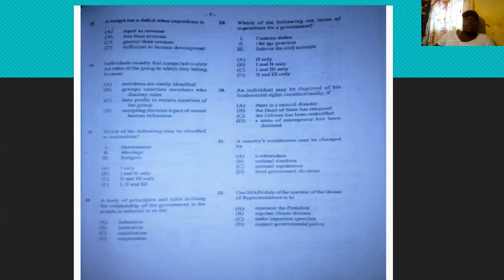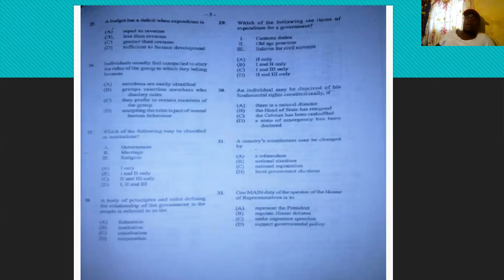29 now. Which of the following are items of expenditure for a government? Remember what we said expenditure was? I'm not going to remind you. Try and remember. One, custom duties; two, old age pension; or three, salaries for servants. So the answer is 2 and 3. Those are government expenditure. Custom duties is actually revenue. So the answer is 2 and 3. That is D for 29.